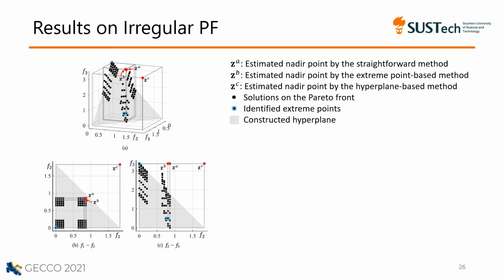Here we show the results on the irregular Pareto front. We can see that ZB is very close to ZA, although only one corner of the Pareto front is correctly identified, and the hyperplane passing through the extreme points cannot properly show the range of the Pareto front, and the estimated ZC is far from the true nadir point.